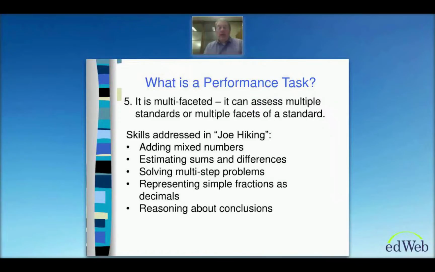So in the case of Joe going hiking, the skills that were involved were adding mixed numbers, estimating sums and differences, solving multi-step problems, representing fractions as decimals, and then also reasoning about conclusions. So the preliminary activities set up several of these different skills that would be involved in the culminating activity.